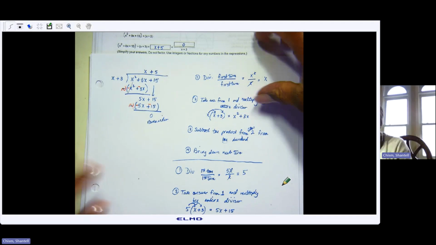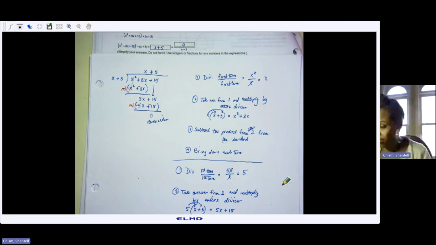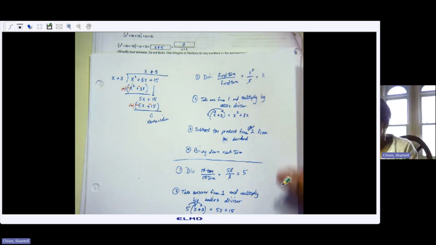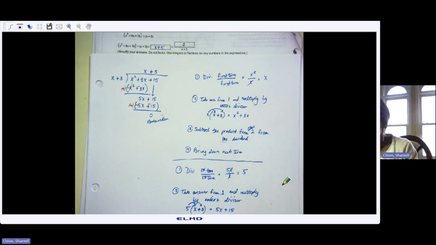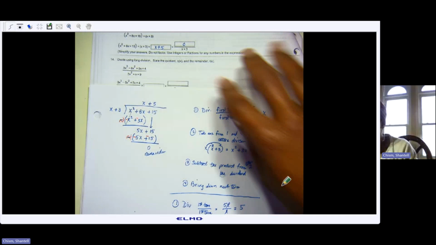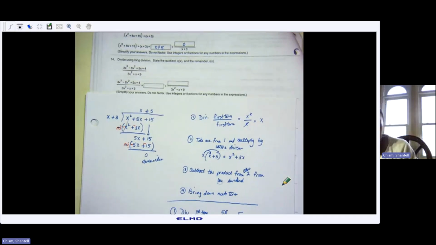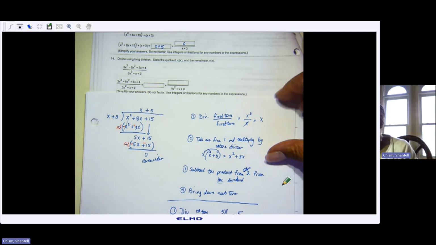Okay? I'm going to do another one. We'll walk back through it. Okay? So let's look at number 14 as well. This one is a bit longer, but that's not a bad thing. It'll give us a chance to see the process repeatedly a few times, I think. So I'm going to do number 14.